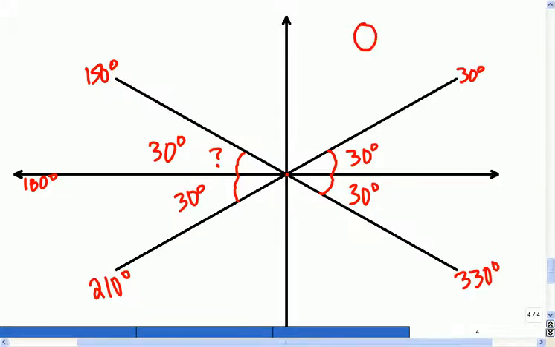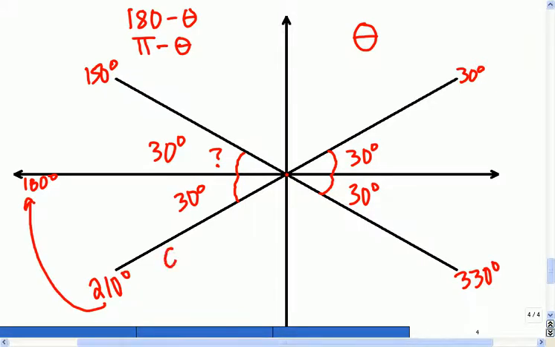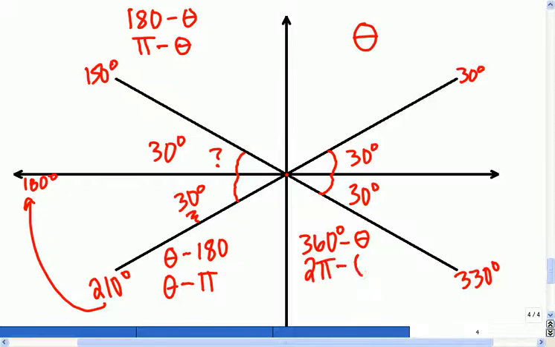In quadrant 1, the angle itself is the reference angle. It's already an acute angle. In quadrant 2, if I've got 180 degrees and take away the angle, it gives me the reference. So 180, take away the angle, or if I'm in radians, it would be pi, take away the angle. Okay. In quadrant 3, it's going to be the angle minus 180, or, of course, if we were in radians, it would be the angle minus pi. That's how I get this reference. And then finally, if I'm in quadrant 4, I'd be at 360 degrees, take away the angle, which of course is 2 pi, take away the angle.